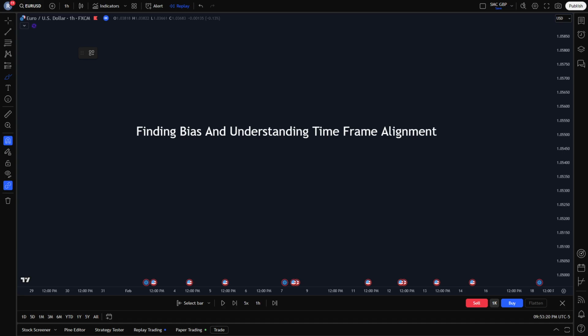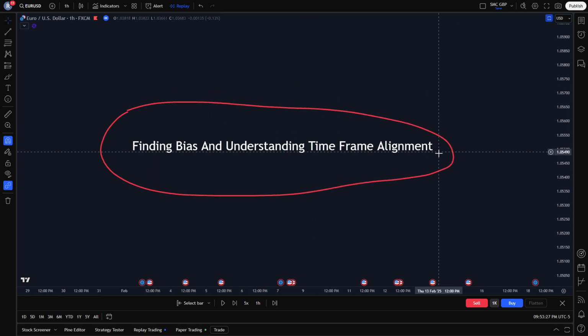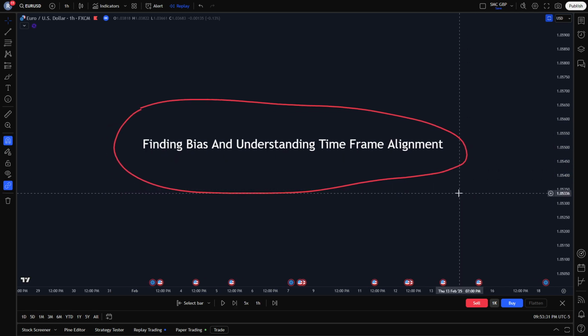Today we're going to be discussing a super important topic, and it's basically the core of my entire three-step distribution model: finding bias and understanding time frame alignment. Pretty much this is the foundation of my model. It's what a lot of you probably struggle with. It's what I used to struggle with as well. But I'm going to be going over the solution on how to simply find bias and what it means to align time frames and how to understand that.